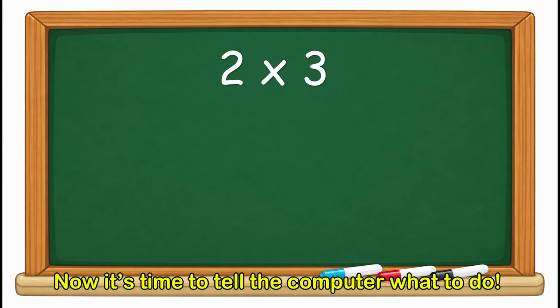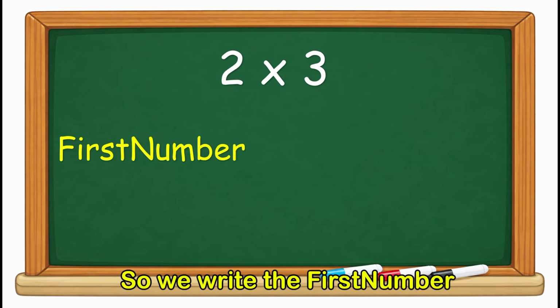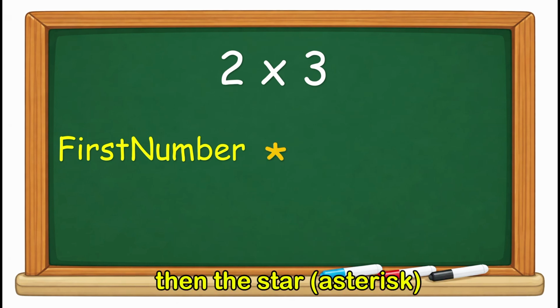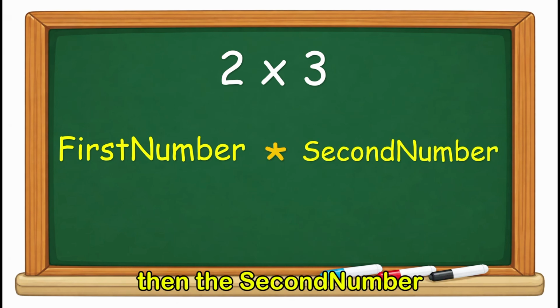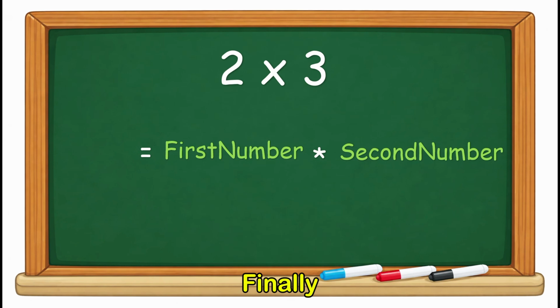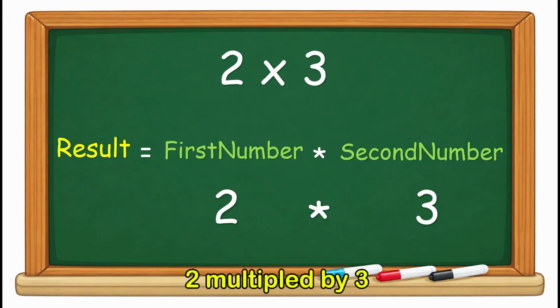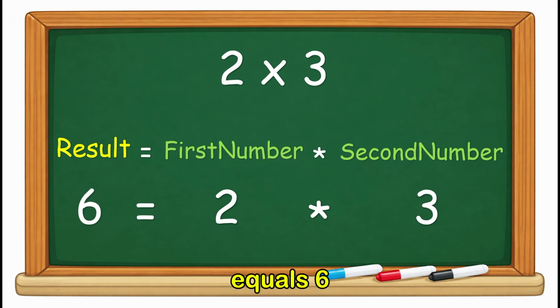Now it's time to tell the computer what to do. We give it the multiplication instruction. So we write the first number, then the star asterisk, then the second number. So it looks like this. And that means 2 multiplied by 3. Finally, we can save the answer in a brand new label called result. So we write result equals first number multiplied by second number. That means 2 multiplied by 3 equals 6.